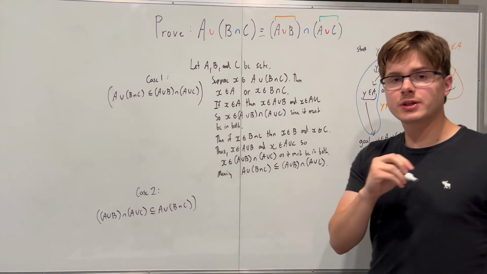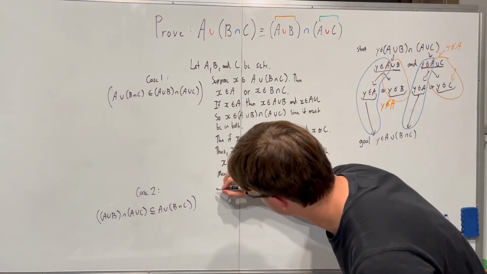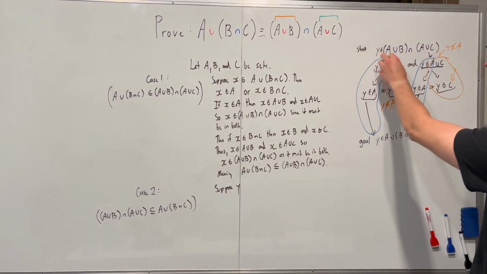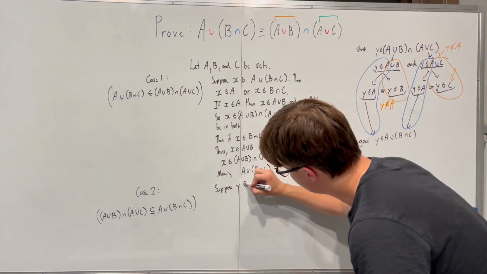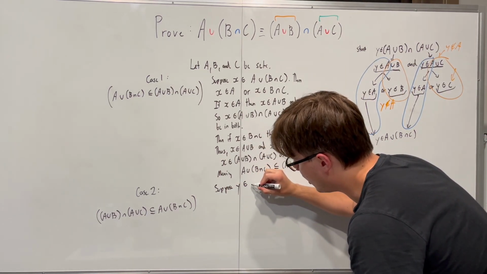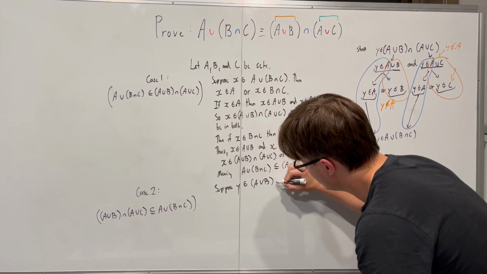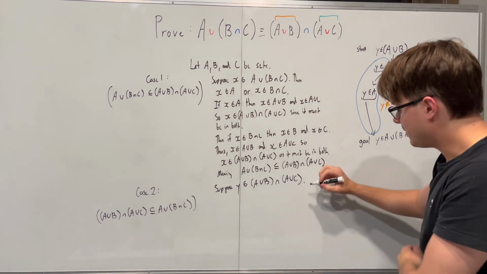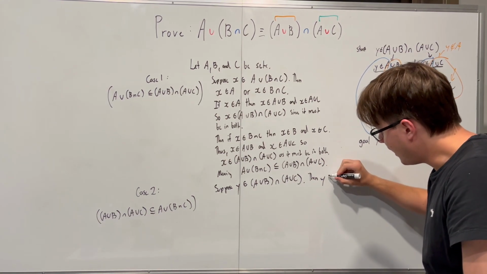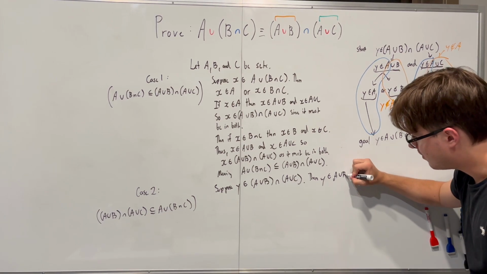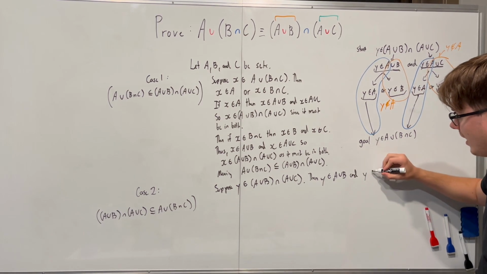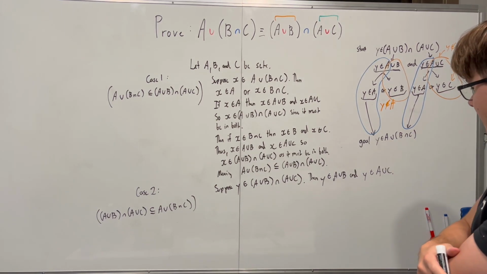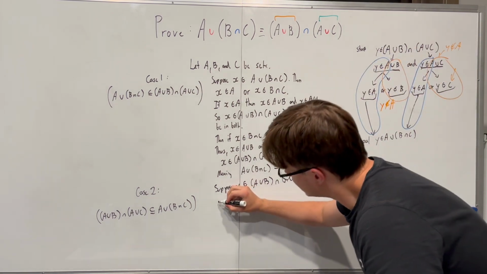So first we're going to start by supposing our element y. We're going to say, suppose some element y, which again is going to represent all of the elements in this set here. Suppose y is going to be an element of A union B intersected with A union C. Fantastic. Then we want to unpack what this means. So we're going to say, then y is an element of A union B, and y is an element of A union C.